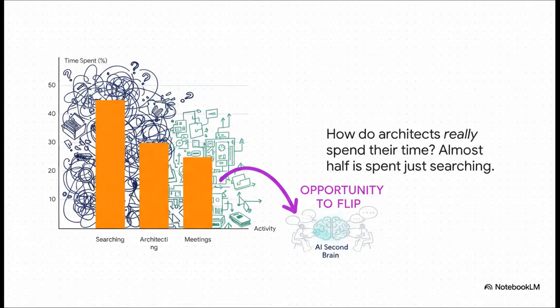Now this chart tells a really powerful and, let's be real, a painful story. Just look at that first bar. Almost half of an architect's week, a staggering 45%, is spent just searching for information. Not designing, not creating, not strategizing, just searching. And the real high-value work, the actual architecting, that gets squeezed down to just 30%. I mean, just imagine what you could do if you could flip those two bars. Imagine getting almost half of your week back. This isn't just about personal productivity, it's a huge opportunity cost for the entire business.